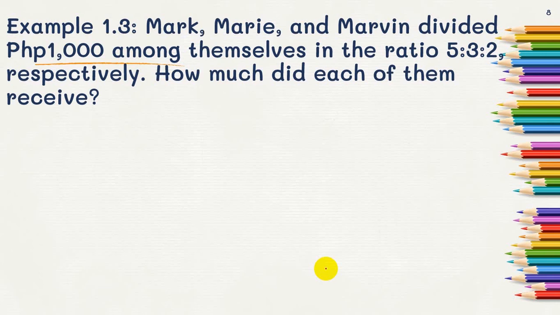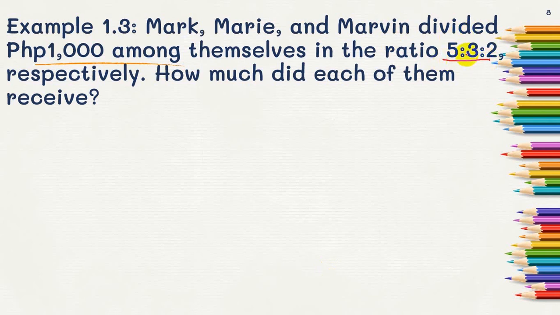Mark, Marie, and Marvin divided 1,000 Philippine pesos among themselves in the ratio of 5:3:2, respectively. How much did each of them receive? So the idea here is there's 1,000 pesos and then it will be divided to Mark, Marie, and Marvin. But it's not actually equal in equal parts. So it is in the ratio of 5:3:2.